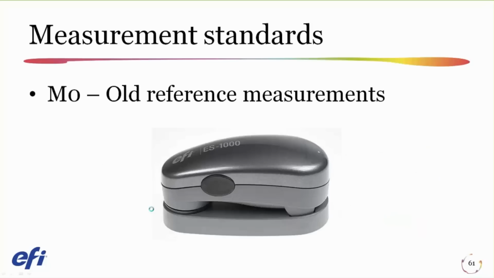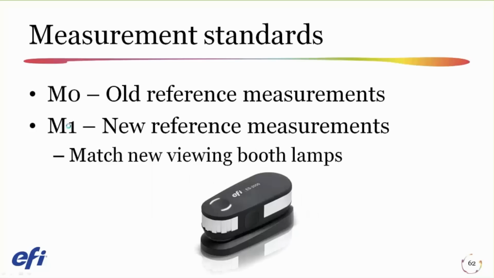Now, old measurement devices were likely M0, sometimes M2 only. The newer devices can do M1 also, so they can match the new measurement standard. And they also match the new viewing booth lamps.